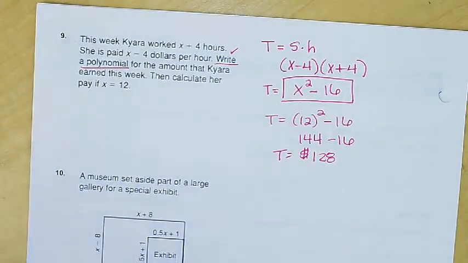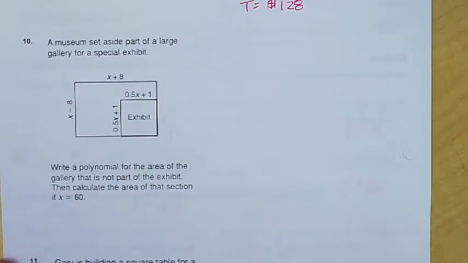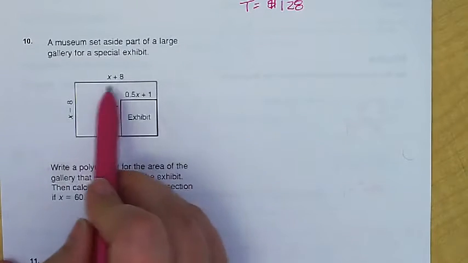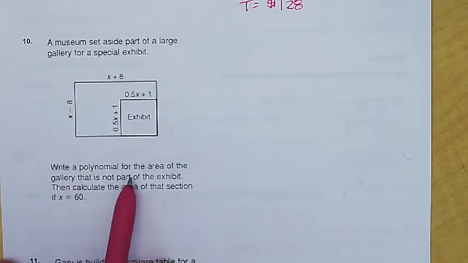All right, let's try number 10. It says a museum set aside part of a large gallery for a very special exhibit. So here's our exhibit. This is the whole gallery, I guess, and this is our exhibit right in here. We want to write a polynomial for the area of the gallery that is not part of the exhibit.